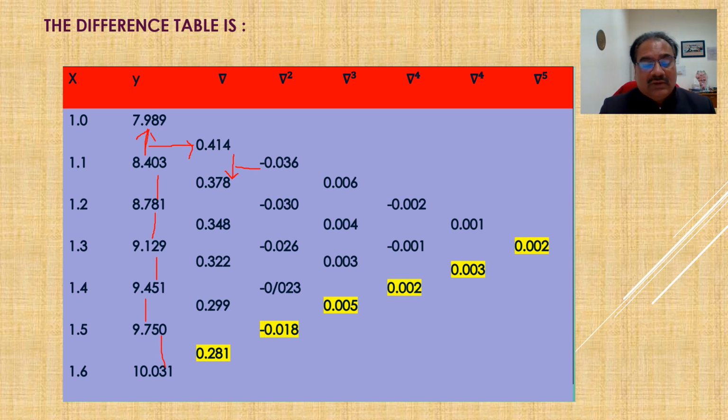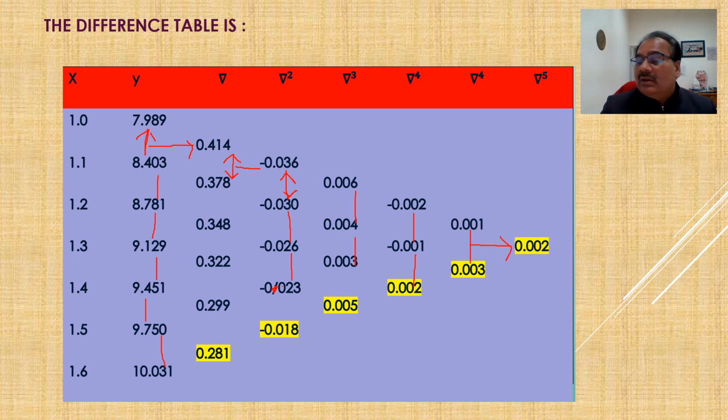Here also it is minus 0.023, and similarly you will get the other values. If you take the difference of these, and similarly here, then you will get 0.006, because minus 0.030 and plus 0.036 gives 0.006. The difference of these two gives 0.004. The difference of these two gives 0.003, and then again the difference here gives minus 0.002, and here minus 0.001, and this difference gives 0.001, and here further you get 0.003. Now the difference of these two gives 0.002.